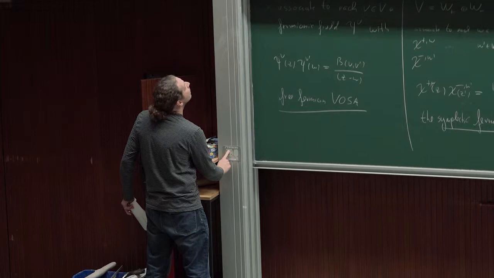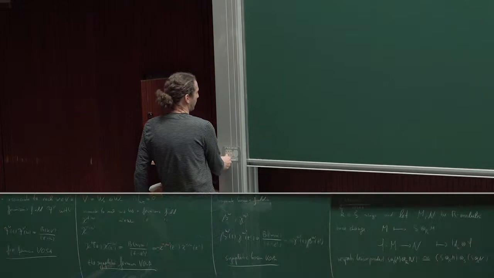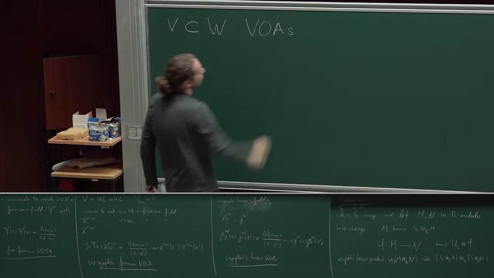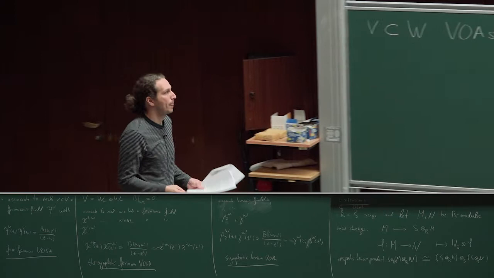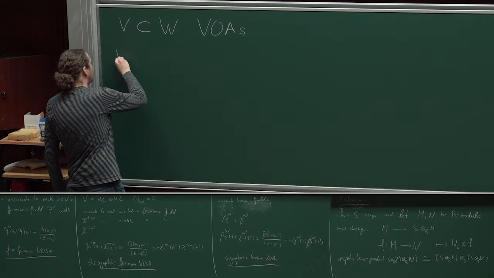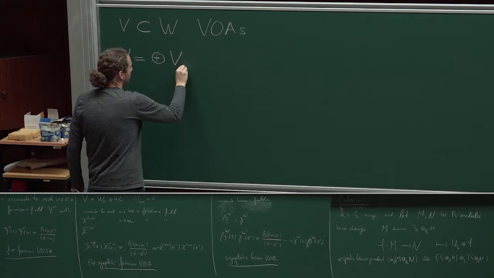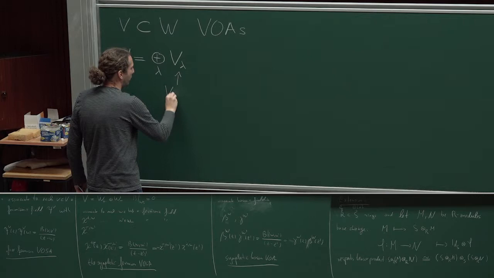And now we do the same thing again. But now let V and W be not rings anymore, but two symmetry algebras of two conformal field theories that are contained in each other. And then there is also a base change. And now let's assume that W is a direct sum of, and these are modules for the smaller VOA. Let's say they are all simple.